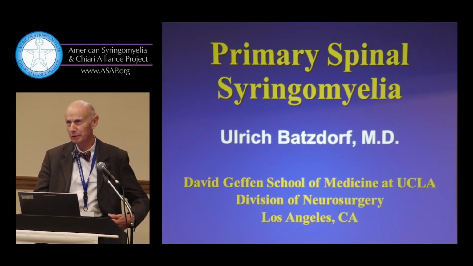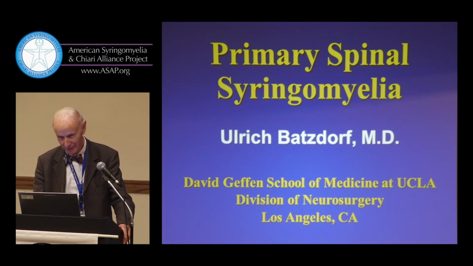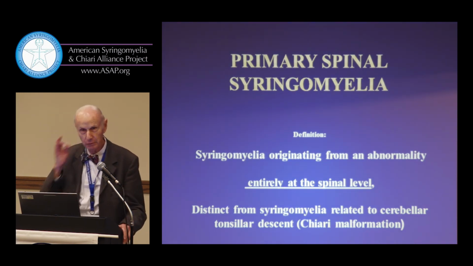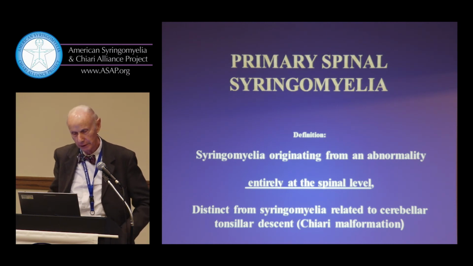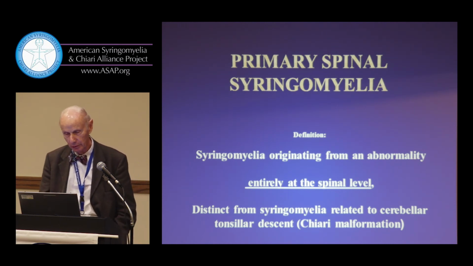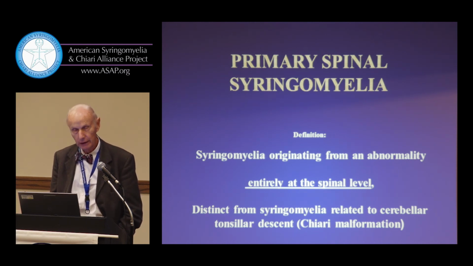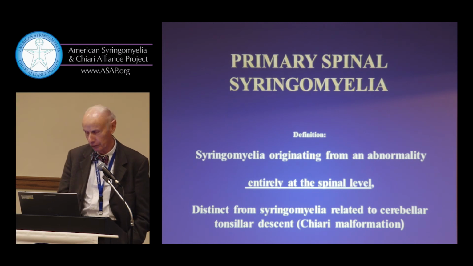My topic is going to be less entertaining than what you just heard, but a little different. I first want to define what we mean by primary spinal syringomyelia. It's syringomyelia that originates from an abnormality which is entirely at the spinal level, distinct from syringomyelia that is related to cerebellar tonsillar descent or ectopia, aka Chiari malformation.